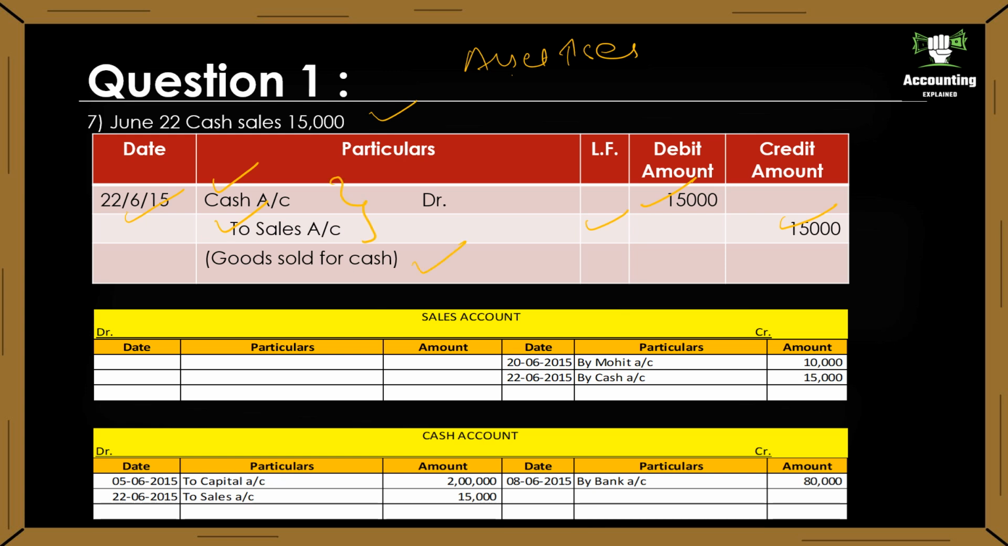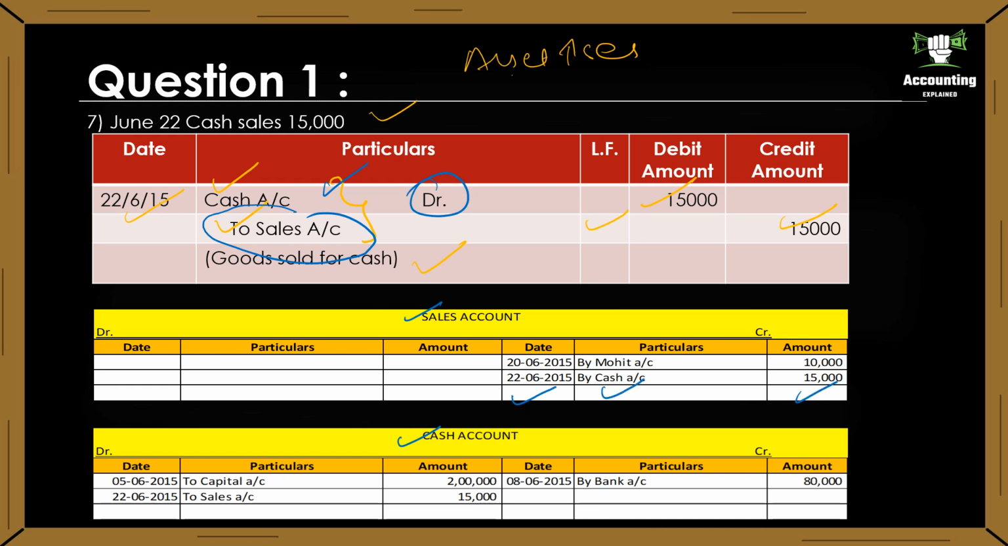Here in this journal entry, two accounts are involved, cash account and sales account. These two accounts we have already opened, sales account and cash account, so no need to open them again. We will maintain the same account. First, let's see the sales account. Opposite of sales is cash. Cash we have debited. Now we are going to credit it, 22/6/2015 by cash account 15,000 rupees.